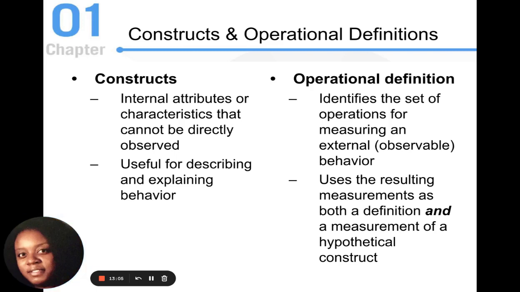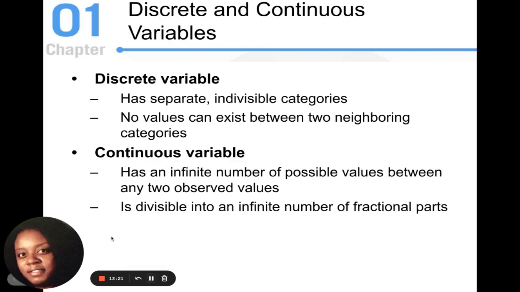So we always have to have good operational definitions that help us identify what set of operations we're measuring. What behaviors are we looking for? And what does that look like if somebody else wants to do that? We also need to know the difference between a discrete and a continuous variable.